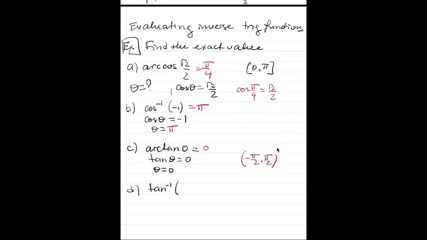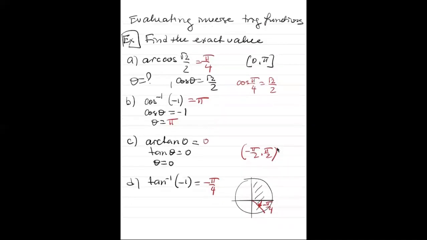tangent⁻¹ of -1. So now we need to look for an angle in the first or fourth quadrant whose tangent is -1. So we know it's not in the first quadrant because that's where tangent is positive. So it has to be here. And what is that angle? It's -π/4. So it is the angle in the fourth quadrant.